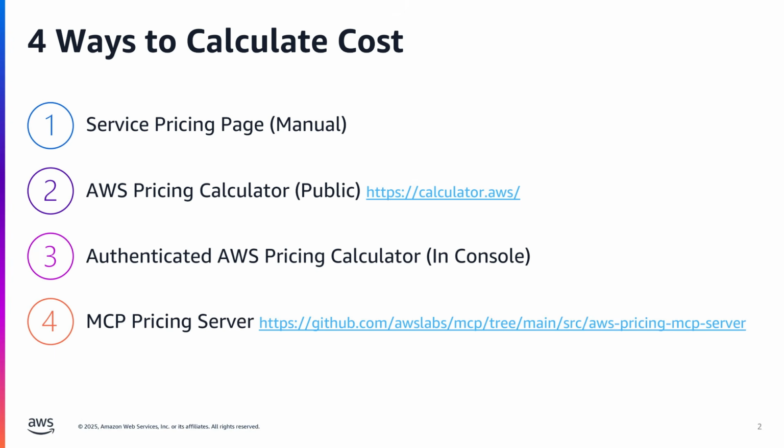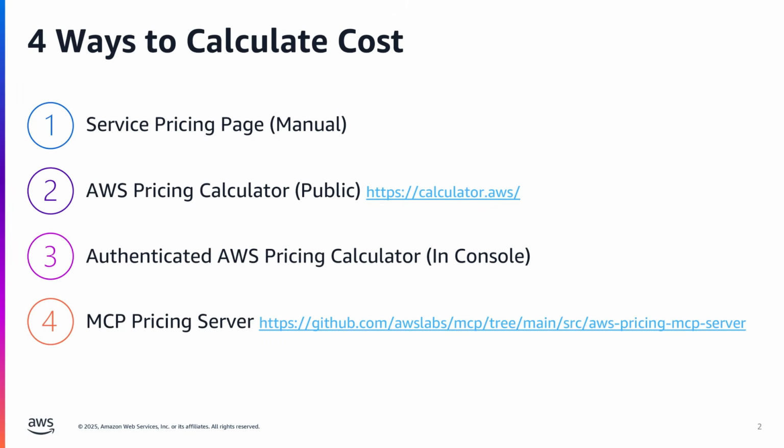Right now, there are four main ways to calculate costs in AWS. Number one is using the service pricing page. So, this is a manual lookup where you'll navigate to our public AWS pricing documentation. You'll look up the price and think of this as kind of the pen and pencil way of creating the calculations to understand it. Number two, you can use our AWS pricing calculator.